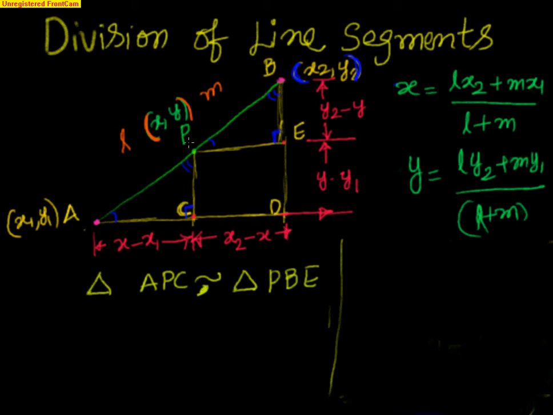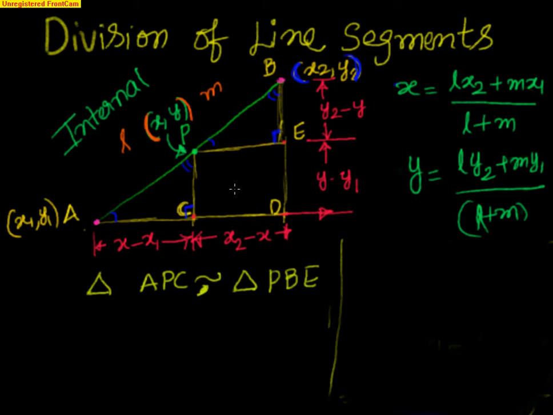What did we do then? We know that these two triangles are similar, so their sides should be in the same proportion. The horizontal distance of this triangle and this triangle should be the same. Similarly, this side and this side should be the same. Hypotenuse also should be the same. By equating them, we got the coordinates x, y. Now this division is called internal division. Why? Because the point is between the 2 points.